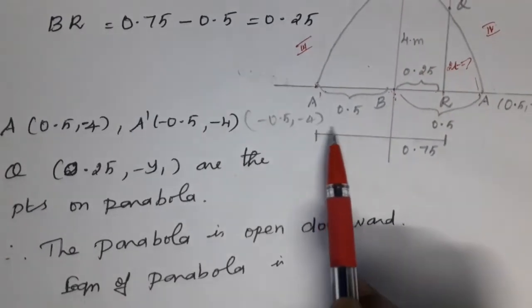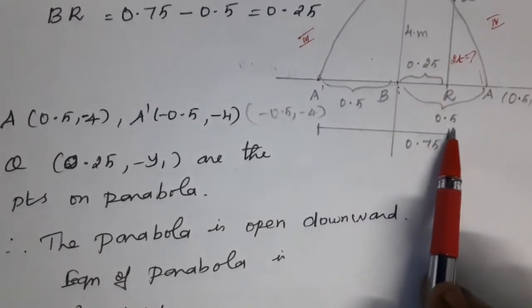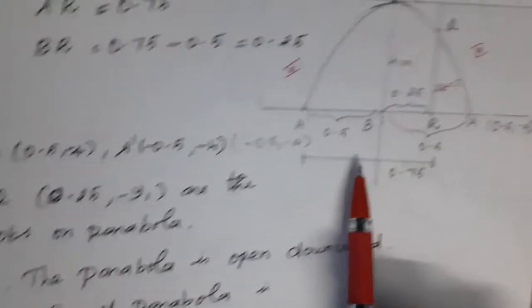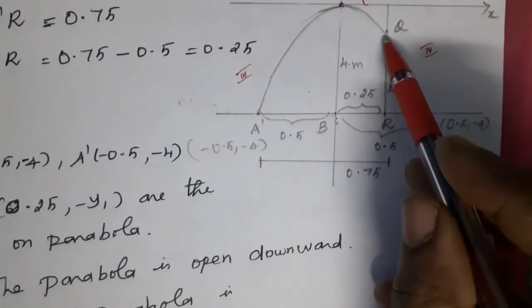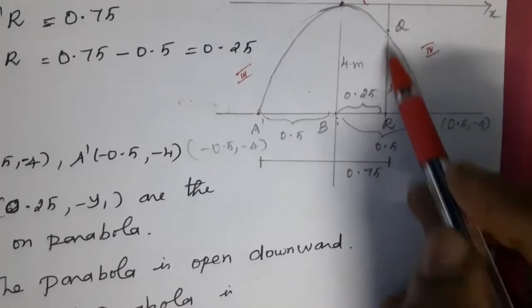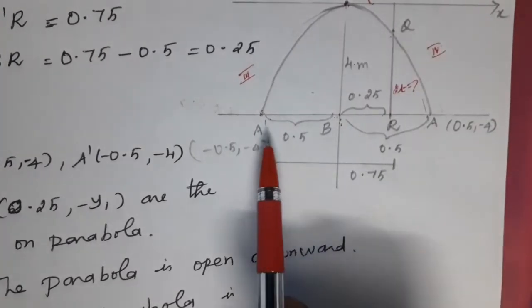Now we are going to find, if the horizontal distance is 0.75, what is the height of the waterfall? What is the height? Now we are going to find RQ. I give the name for you. Now what is the question given?